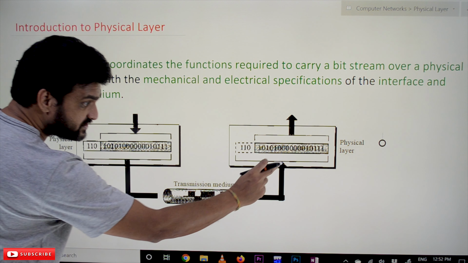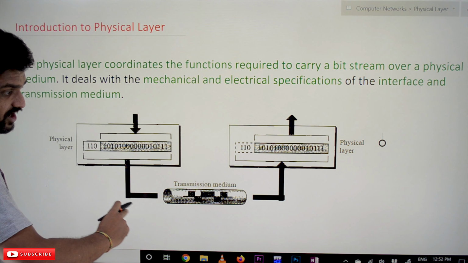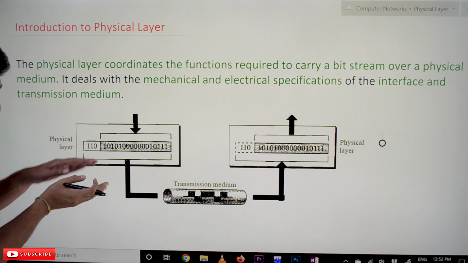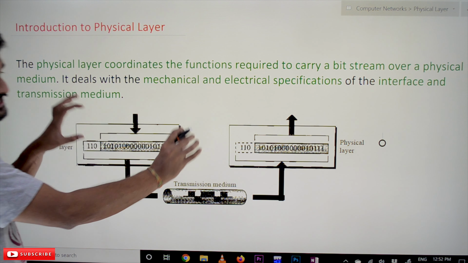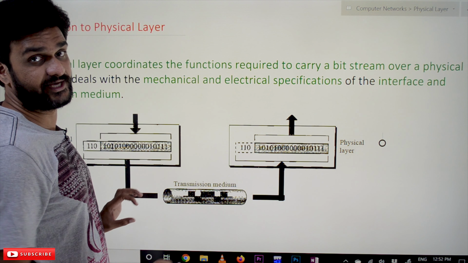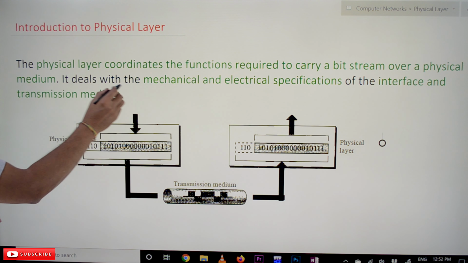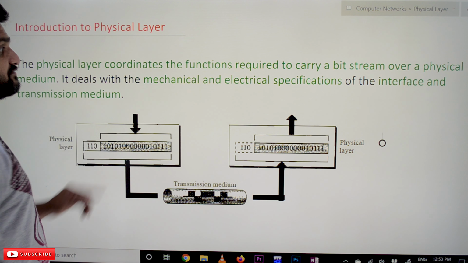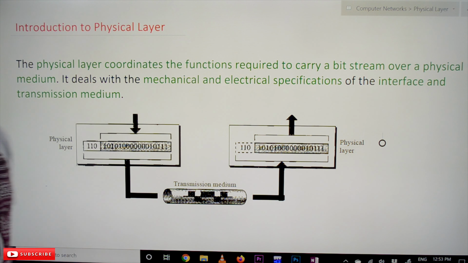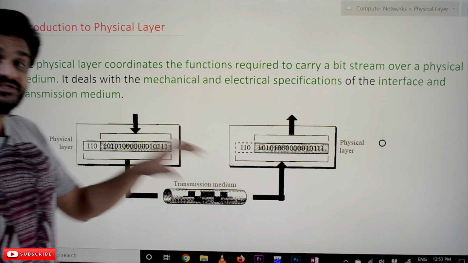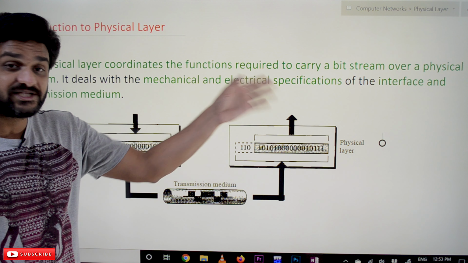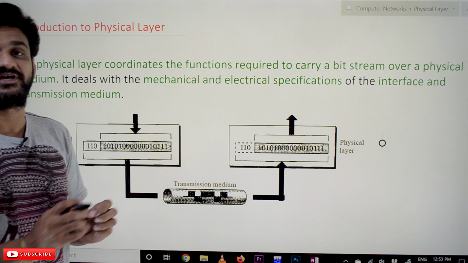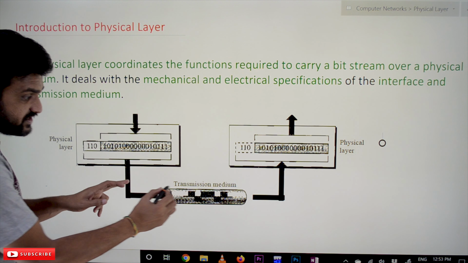These bits are to be transmitted to the destination. All the functionality of the physical layer is how to carry these bits over the physical medium. How it can be done is the objective of the physical layer. It deals with the mechanical and electrical specifications of the interfaces and the transmission medium. The interfaces that are required.